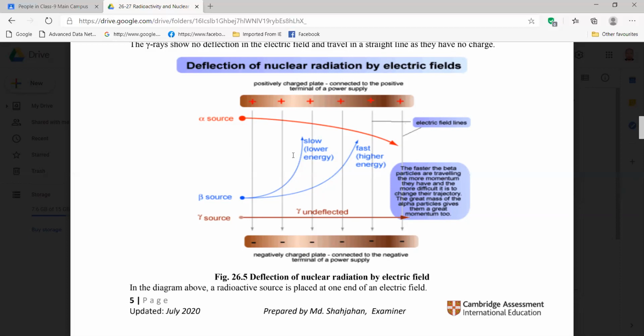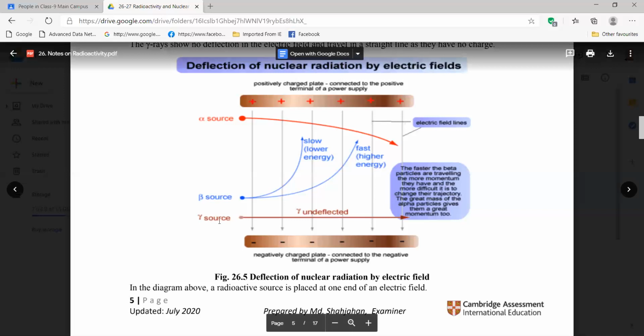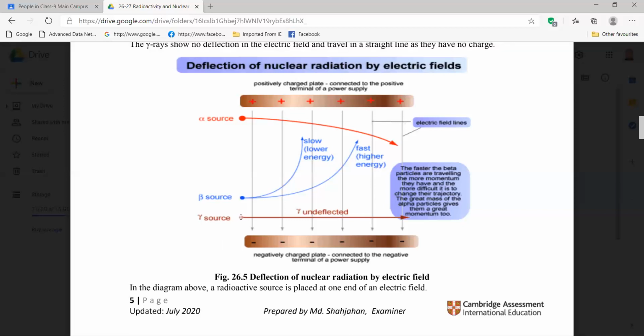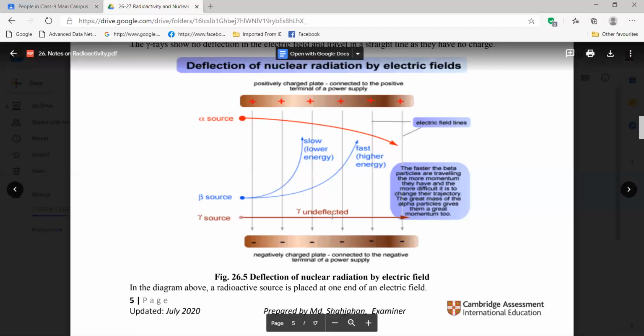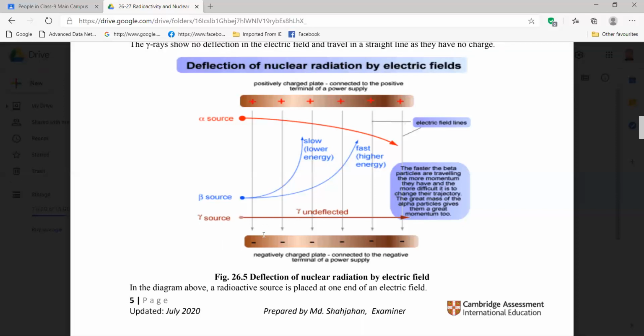Sir, what about gamma rays? Gamma rays, we did not go yet. We are going there. So alpha and beta, you are clear about this. All of you understood about alpha and beta. And gamma, you see, the gamma source is going straight. It's not affected by the electric field. That's why it is undeflected.